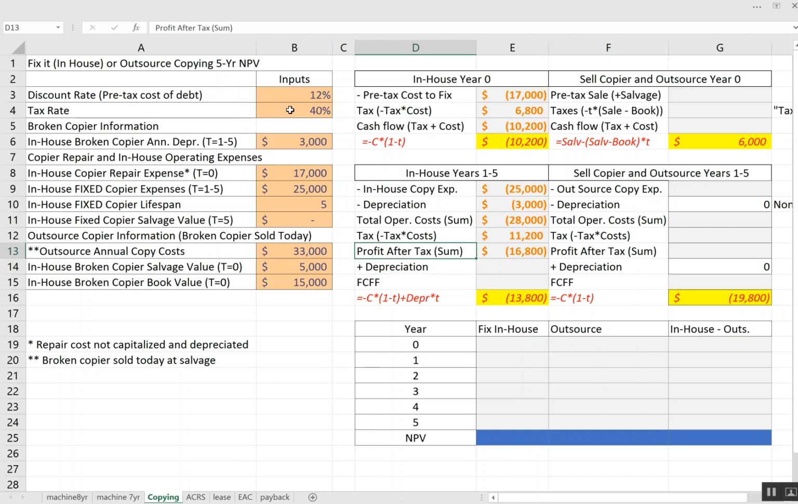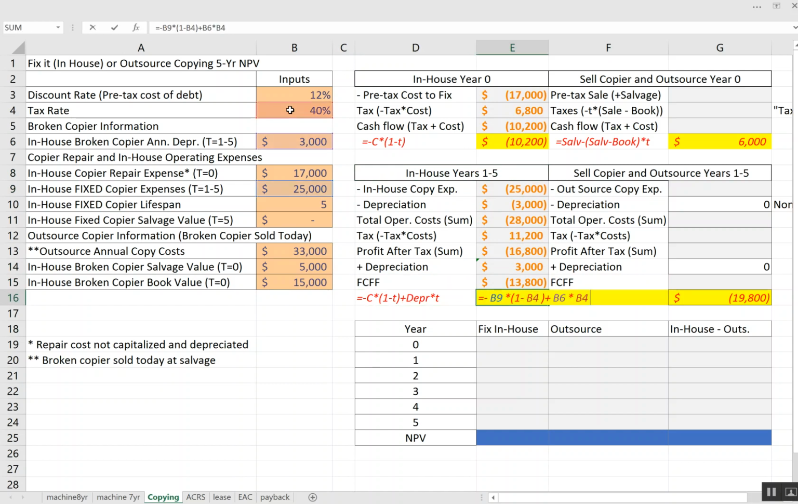Now that's profit after tax, or earnings before interest after tax. Again, there's no interest expense mentioned here, so let's assume none for now. If I then add back my depreciation, since there's no CapEx and working capital after the initial year, that's going to give me a free cash flow to the firm for years 1 through 5, assuming prices are not changing, of $13,800 after-tax free cash flow.